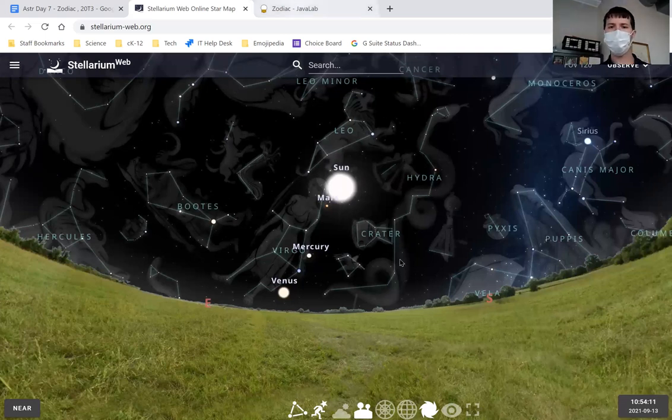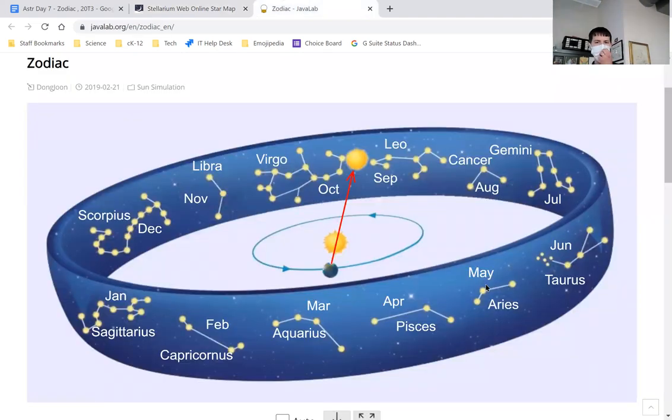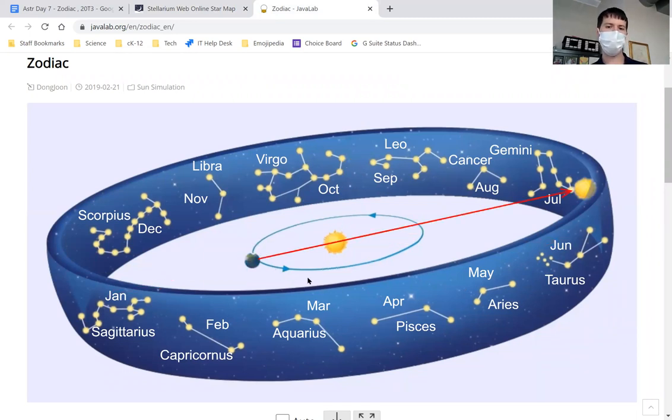So let me show you another simulation. This one lets me drag the Earth around its orbit, but it also shows me what constellation the sun would be in front of. So right now, this is approximately where the Earth is, which puts the sun in between those two constellations. If you're at nighttime, right about midnight, Aquarius would be right overhead. Now, we can't see the constellations Leo and Virgo because the sun's in the way, but 6 months later, we'd be able to see them very clearly. So that's why we have summer constellations and winter constellations.